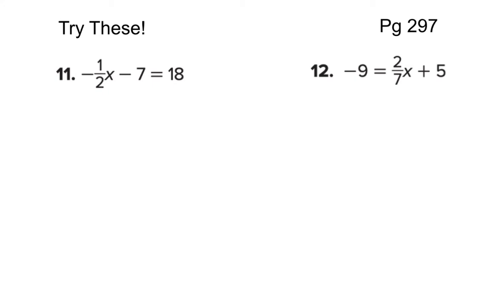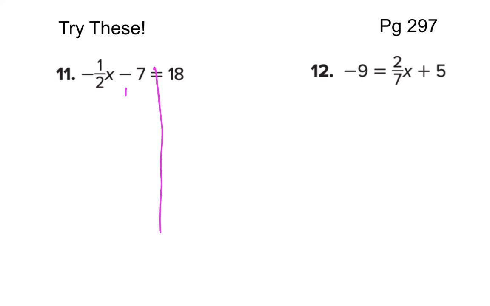All right, I'm hoping you're noticing that the steps are going to be exactly the same as our two-step equations with integers. You just have to be cautious about how you're getting rid of those fractions. I'd like you to go to page 297 and pause the video so that you can now try this on number 11 and 12 on your own. And then once you have it set, push play and then check and see if you did it correctly. All right?